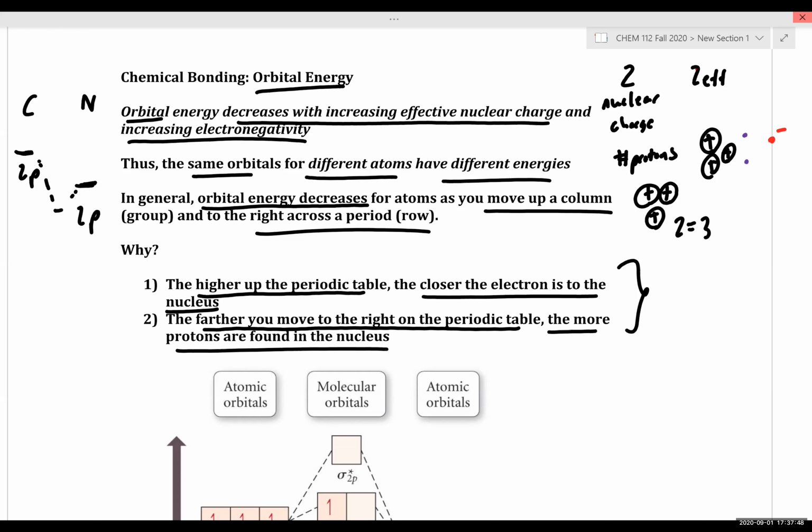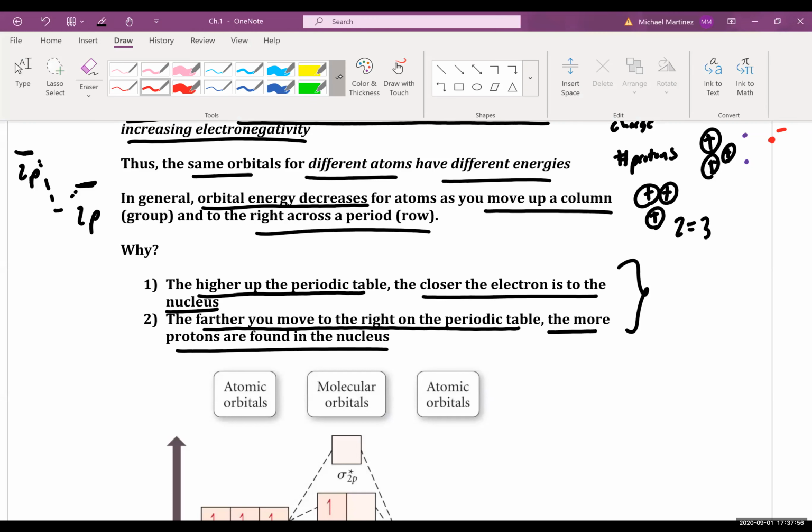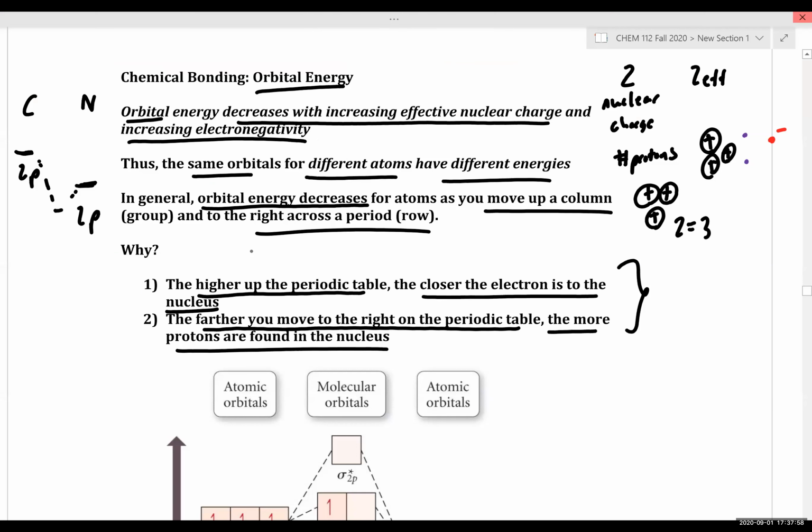Will we be going over that more later on, or is that just what we need to know? So the main thing that I want you to know for effective nuclear charge, and we've summarized it in this rule below, is that effective nuclear charge increases as you move up and to the right on the periodic table.